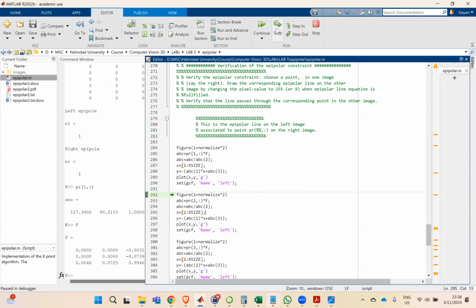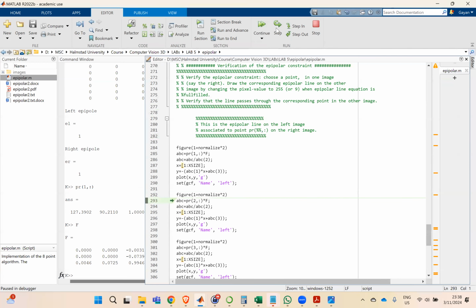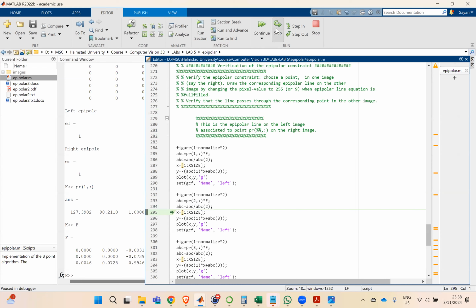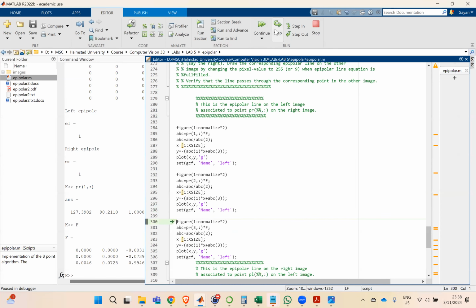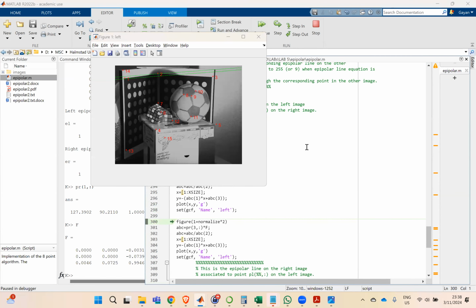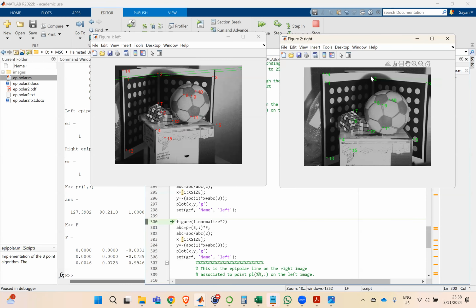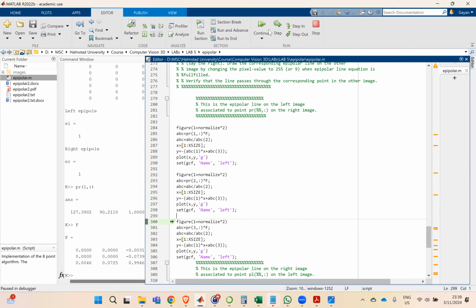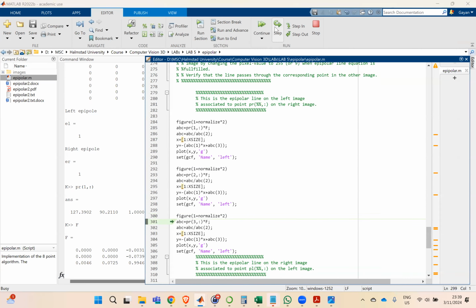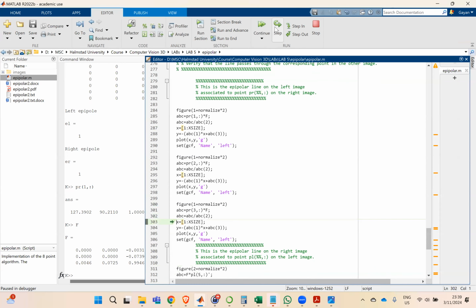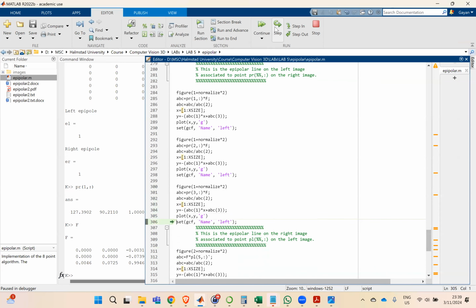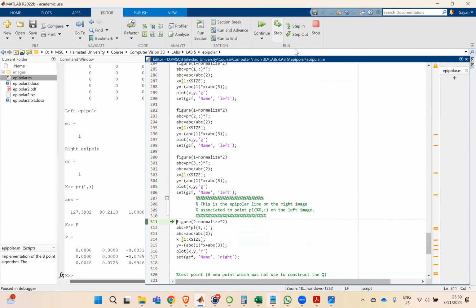And we can take one more point. This is point number 2. And we'll see for point number 2 also. We can see point number 2 in here, and we get a line. When we search across that line, our second candidate is sitting on that line somewhere. And the third one also, like that. But the next one will be different.